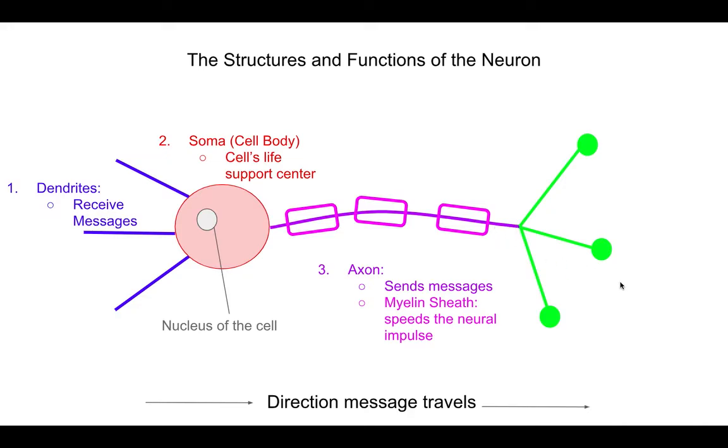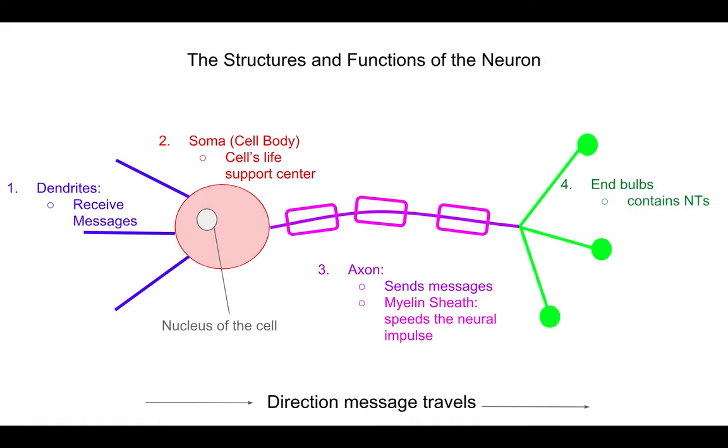And then finally, what we have are the end bulbs. Now, with the end bulbs, you could see these as terminal buttons, end buttons, axon terminals. There's a variety of different names that they're called. So just make sure that anything that seems like the end, okay, is going to be the end bulb. And the end bulbs contain neurotransmitters.